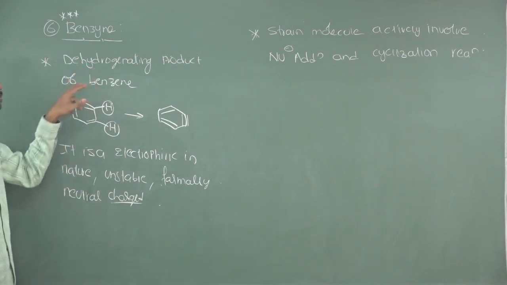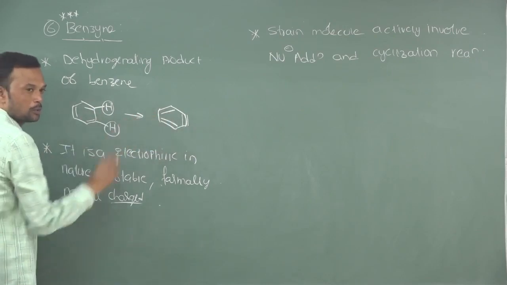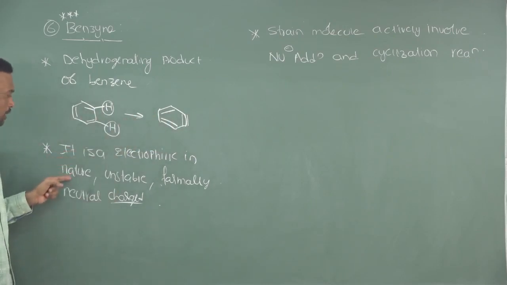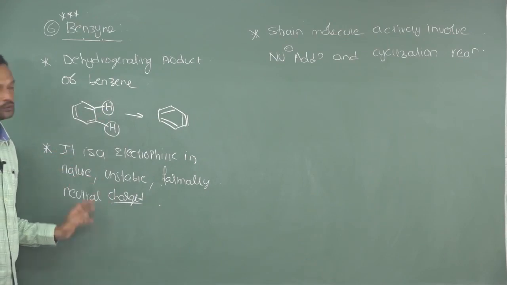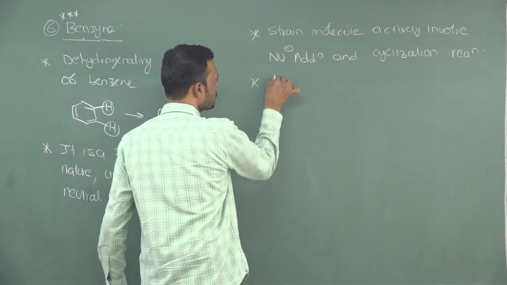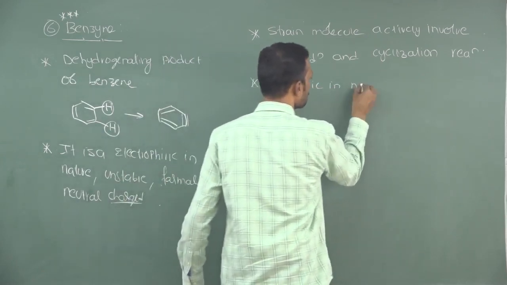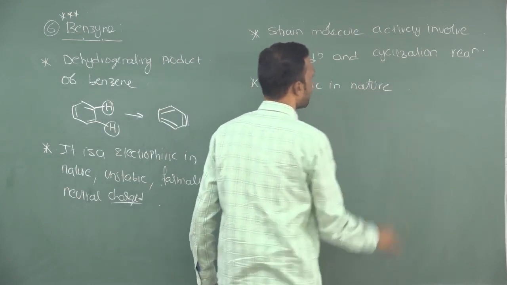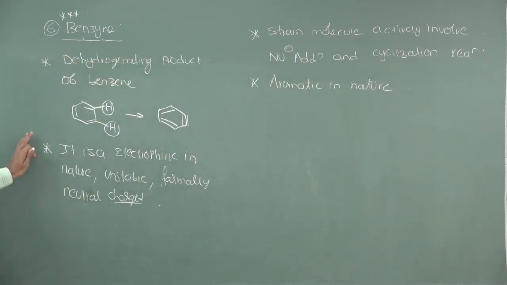It is a dehydrogenation product of benzene. If you remove these two hydrogens and put a bond here, that is a triple bond. Now it is electrophilic in nature, neutral, unstable, a formally neutral charged species. Okay. Is it aromatic or not? Yes. So it is aromatic in nature. It is a strained molecule actively involved in nucleophilic addition and cyclization reactions.